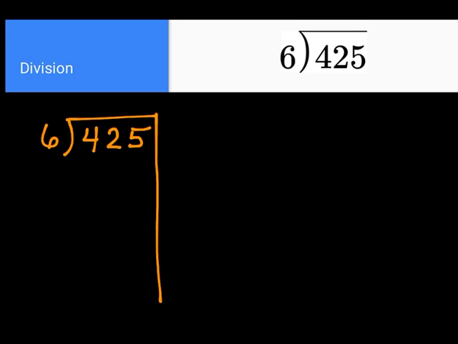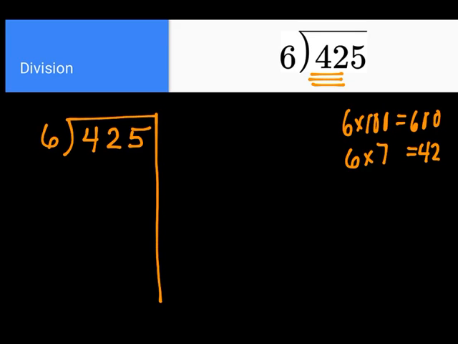So since we have all the way up to the hundreds place, when I'm looking at friendly numbers, I will start with multiplying by 100. 6 times 100 is 600, and that's way too high. But if I stop and look, wait a minute, 42. In my head, I know that 6 times 7 equals 42. Well, if I went 6 times 70, it equals 420.